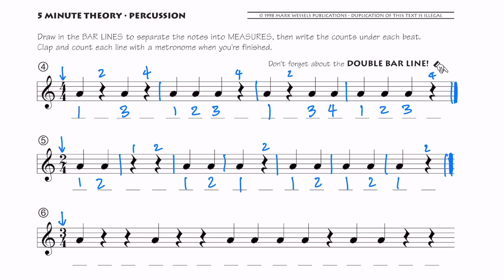How many? 3. 1, 2, 3, bar line. 1, 2, 3, bar line. 1, 2, 3, 4. Nope. 3. 1, 2, 3, bar line. 1, 2, 3, double bar line. All right. Sometimes you just get so used to counting to 4 that you might default into saying 4 or writing in 4. Just remember, your time signature will tell you how many beats are in a measure.